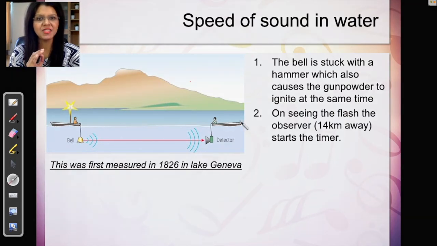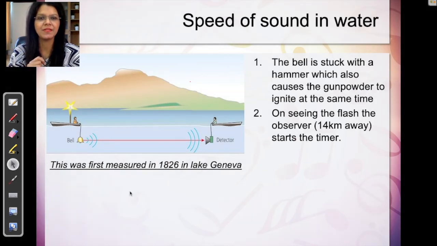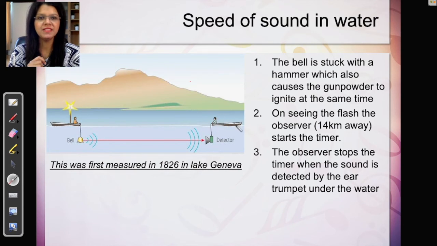On seeing the flash, the observer, this person who is 14 kilometers away, starts the timer. As soon as he sees the flash, he starts the timer. Why does he see? Because of light. Light travels almost instantly, because the speed of light is huge. So you can say that the timer is started immediately. Alright, what next? The observer here stops the timer when the sound is detected by the trumpet under the water.